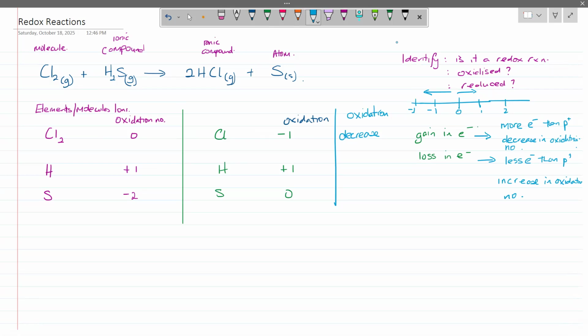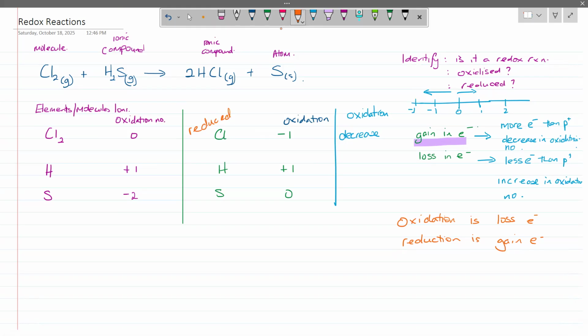A decrease in oxidation number is a result of a gain in electrons. And remember we said oxidation is loss of electrons. Reduction is gain of electrons. So this means that this whole thing here was reduced. Give me a thumbs up if you agree with that. See how we're reasoning it out?